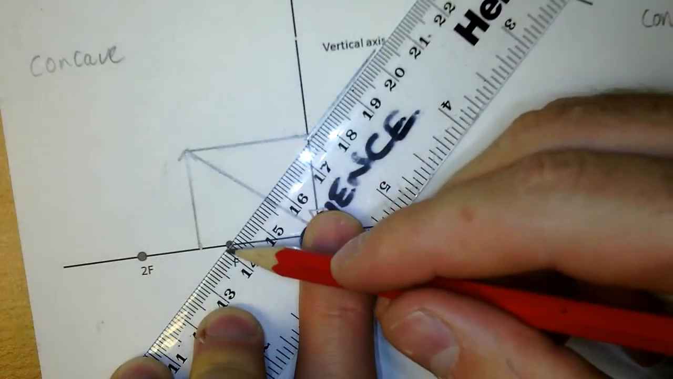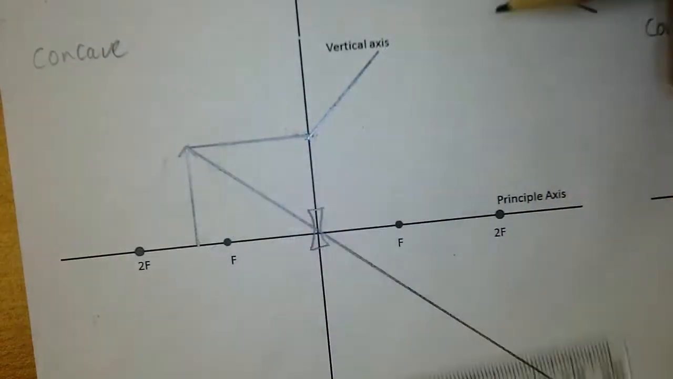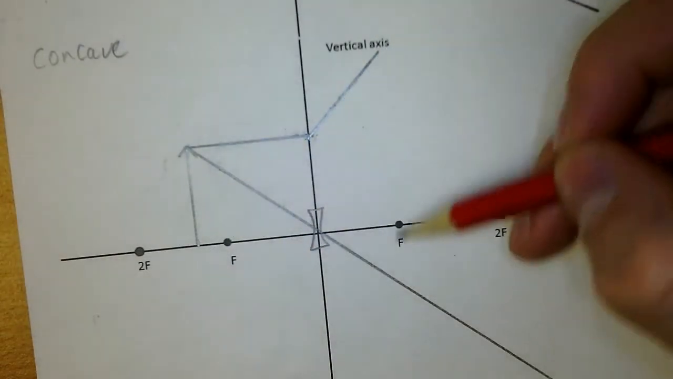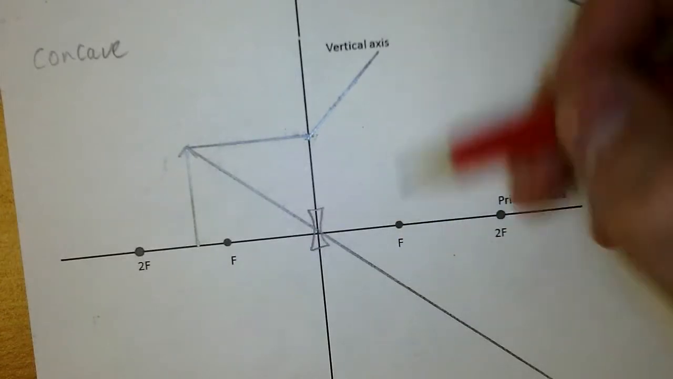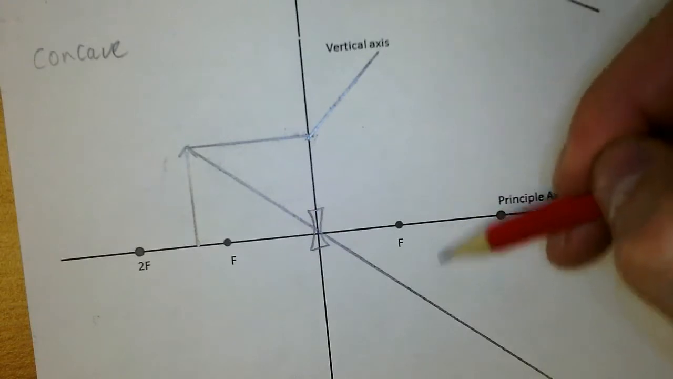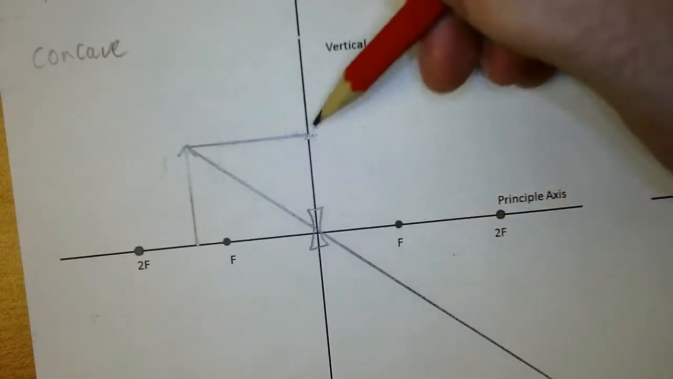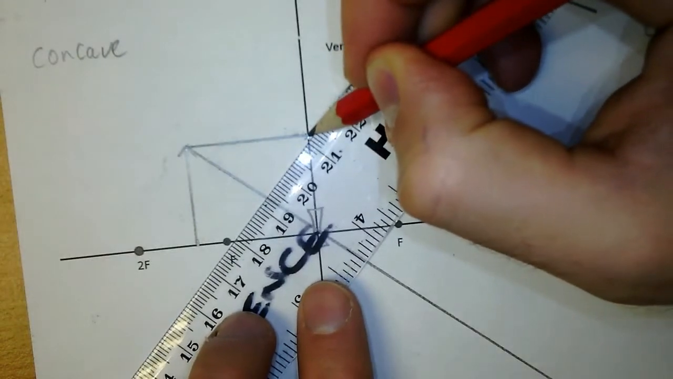So I'm going to use this focal point on the same side of the lens as the image. But obviously, these two lines are never going to meet on this side. It's not going to produce an image on the other side of the lens because they're diverging from each other. But what does happen is you can get a virtual image produced on this side.